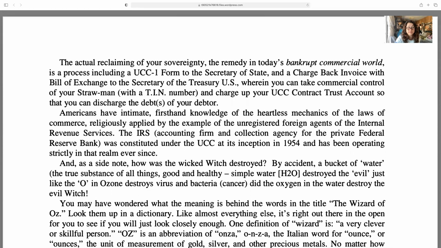The actual reclaiming of your sovereignty. The remedy in today's bankrupt commercial world is a process including a UCC-1 form, that's a Universal Commercial Code form, to the Secretary of State, and a chargeback invoice. We better start writing notes here, folks. Get a notebook, some paper, and start doing your notes, because these are some things that we need to do.